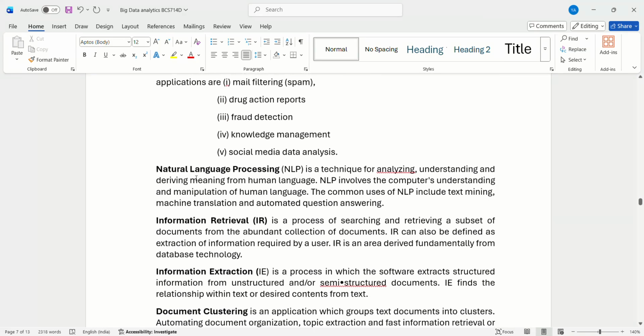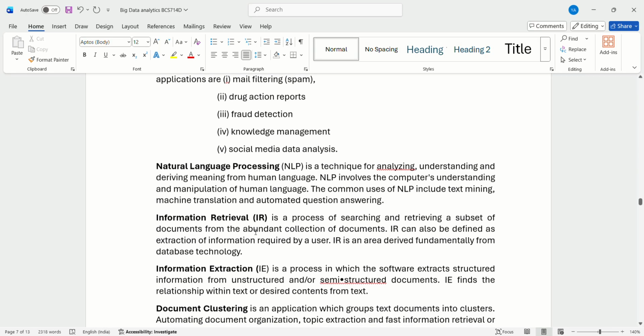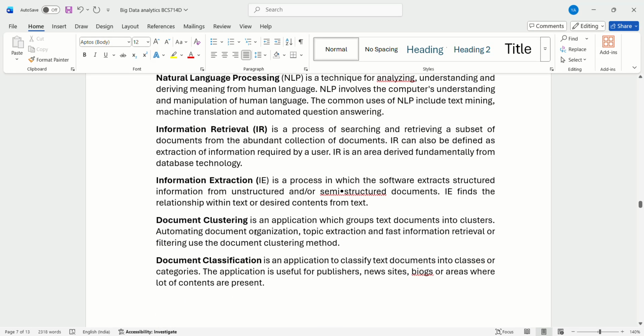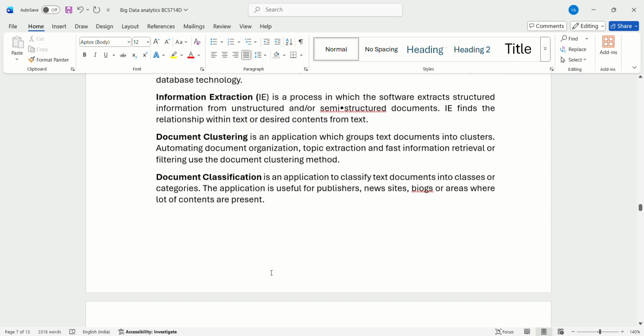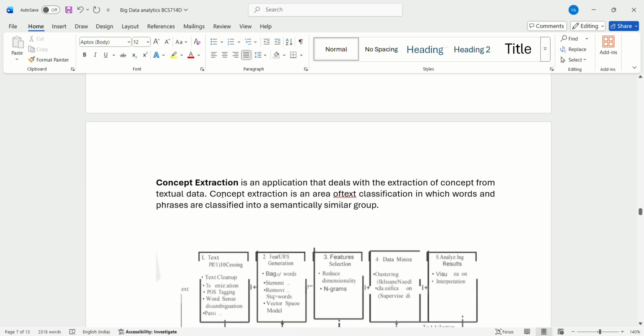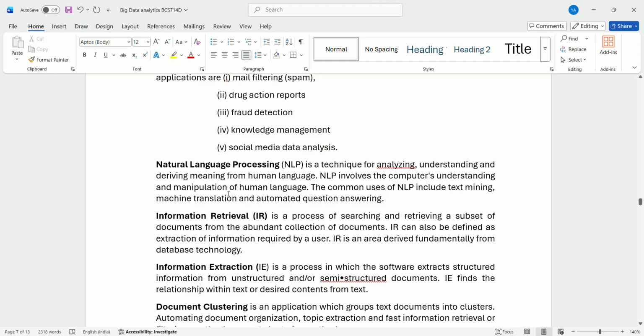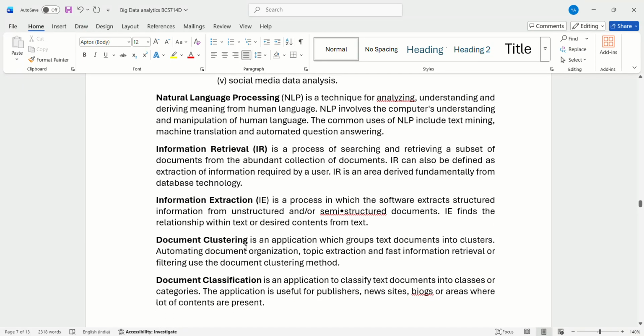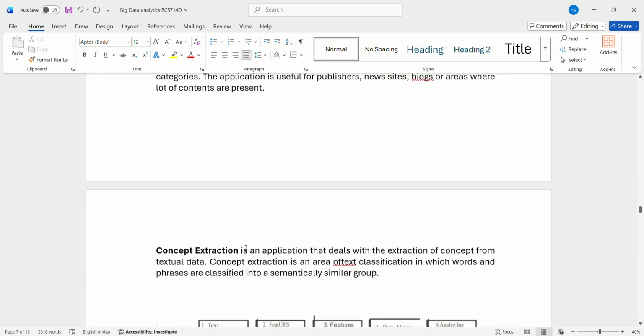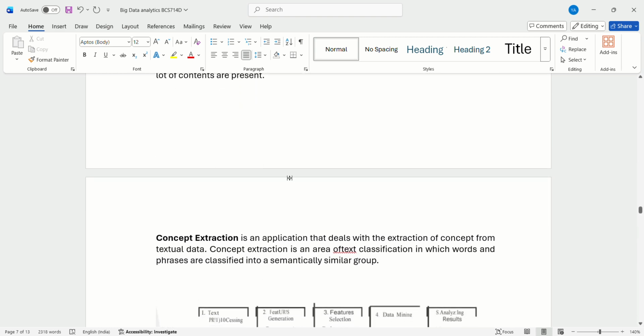And natural language processing is a technique for analyzing, understanding, and deriving the meaning from human language. For that it is used: information retrieval, information extraction, document clustering, document classification, and concept extraction. So first is natural language processing, then information retrieval, information extraction, document clustering, document classification, and concept extraction. These are the major applications of it.